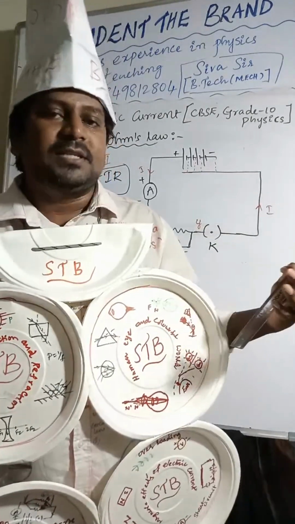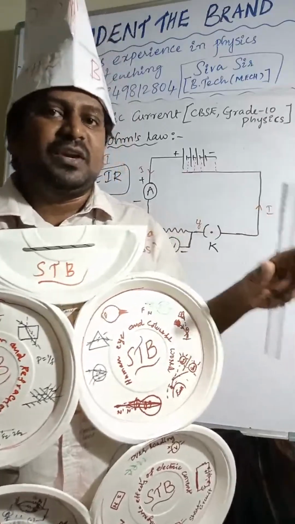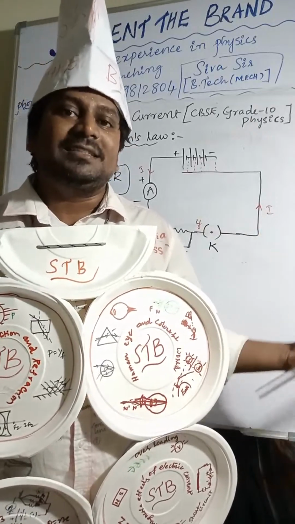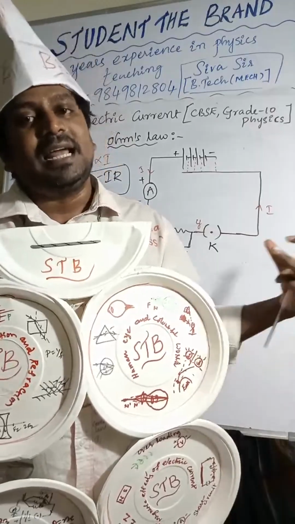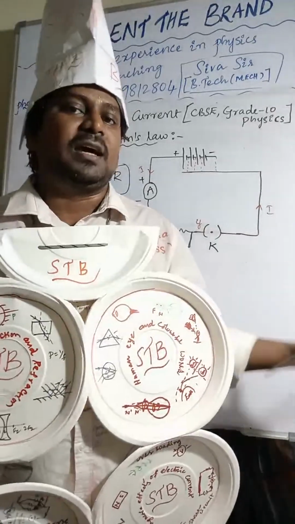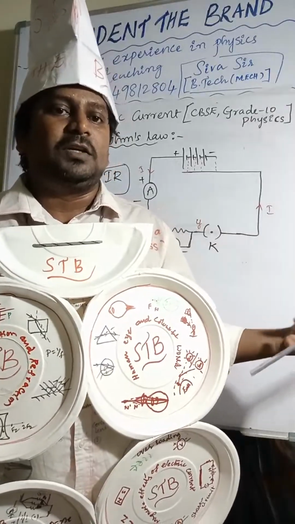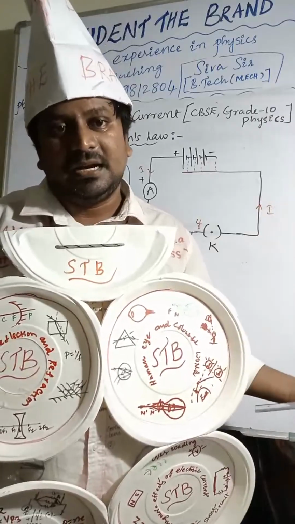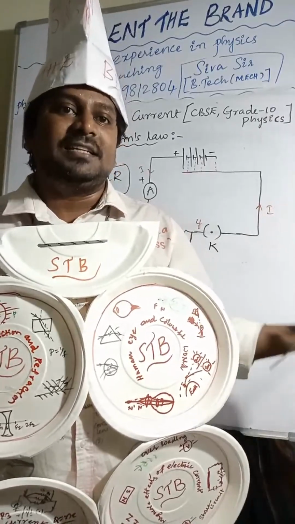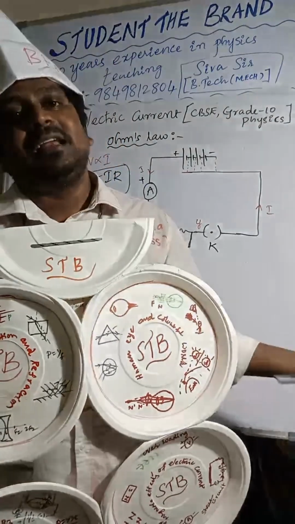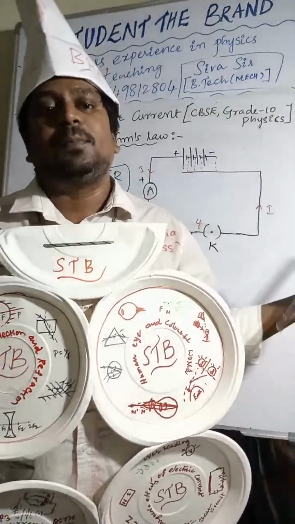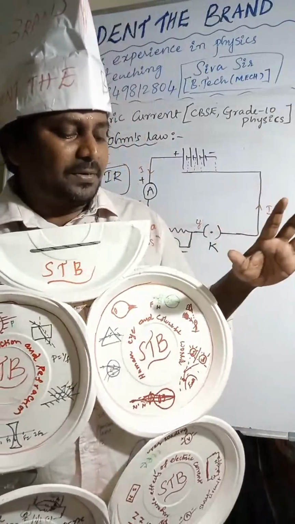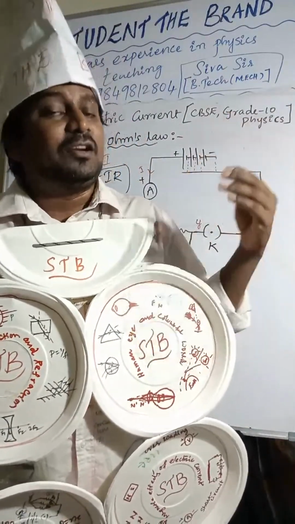Once again I'm saying, the potential difference across the ends of the given metallic conductor is directly proportional to current flowing through it. V is directly proportional to I at a constant temperature. So very important, at a constant temperature only we have to take.